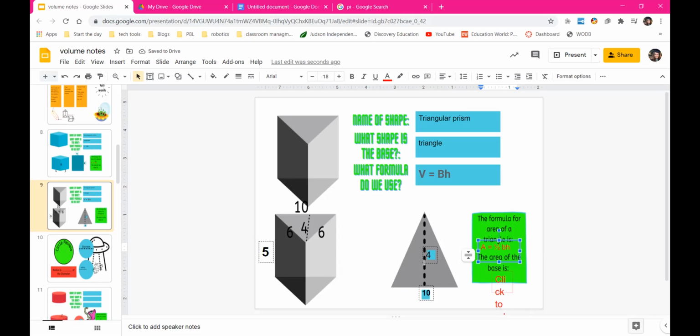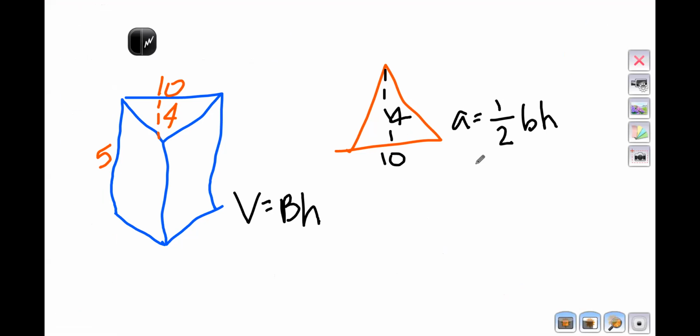I'm now going to show you my whiteboard. Again, I'm sorry I can't use the document camera. I don't know what's going on, but this is going to have to do. We have our triangular prism here. Formula is V equals big BH. Then I have our triangle drawn in red. The area is 1/2 base times height.